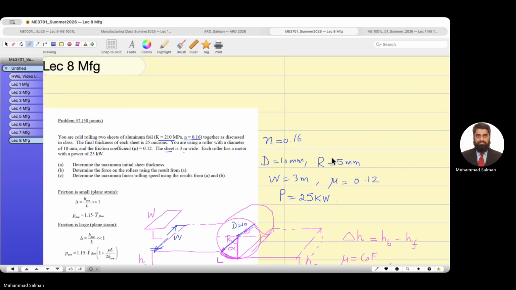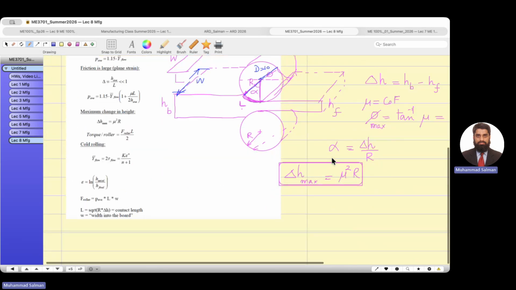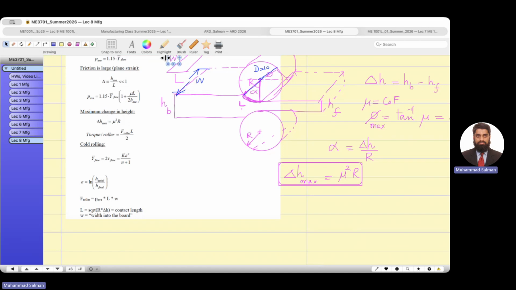So let's do the sum. Apply this formula for maximum change in the height. You can use this formula, which has been described in our class earlier. So can you help your professor if you are given the maximum change in the height, which is h, I will say h beginning. This is my h beginning, hb minus h final, equals mu squared r.